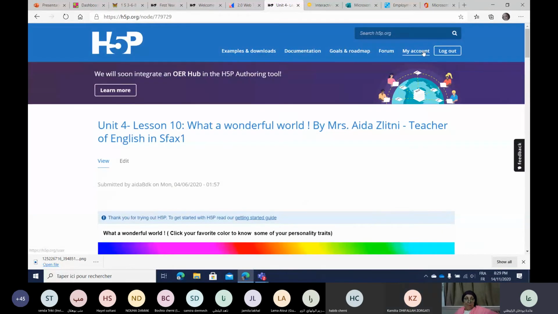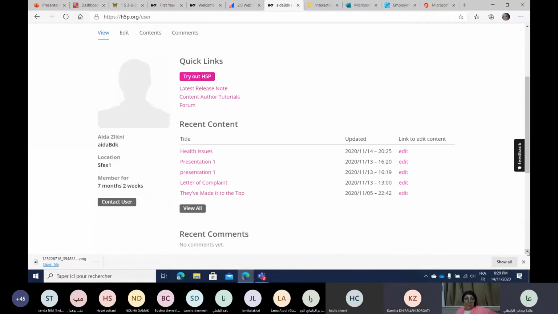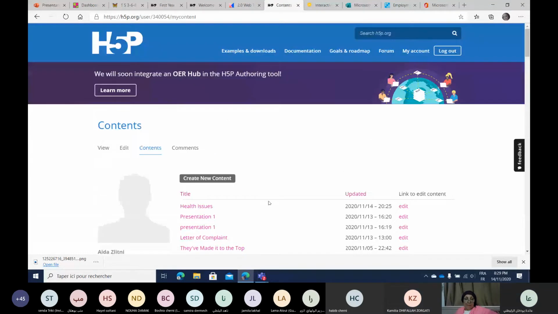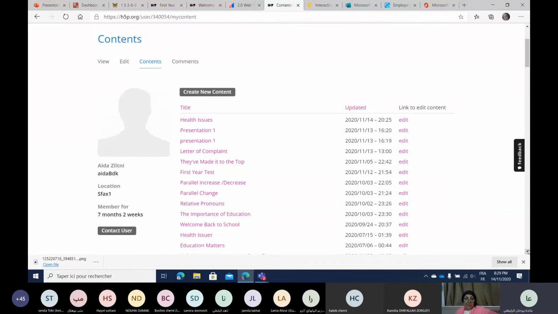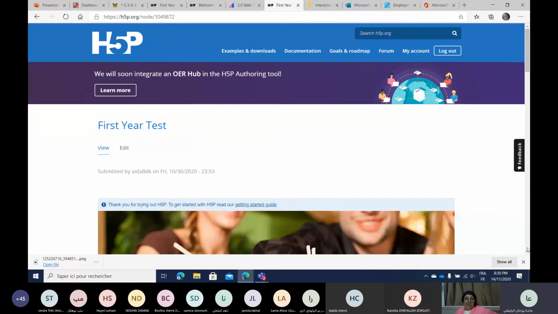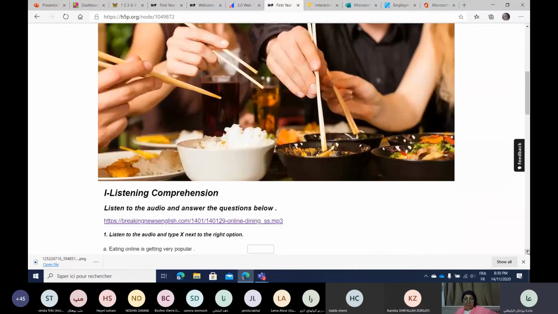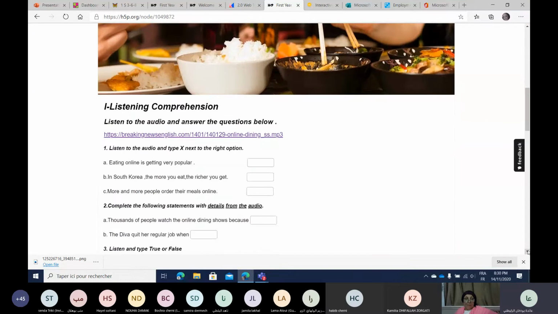Again, I go back to my account, okay, and the test I devised for first, it's a mock test I devised for first formers. Sometimes I use different platforms for one thing to test them all. So this is the test. The picture is to make the worksheet more pleasant, of course, and give an idea about the topic of the test.